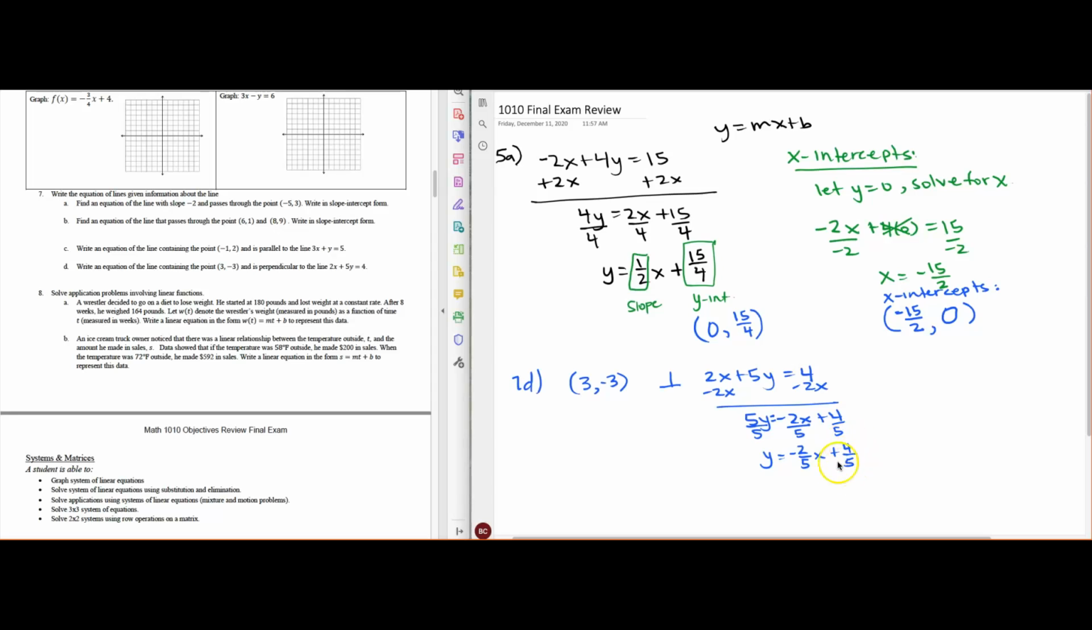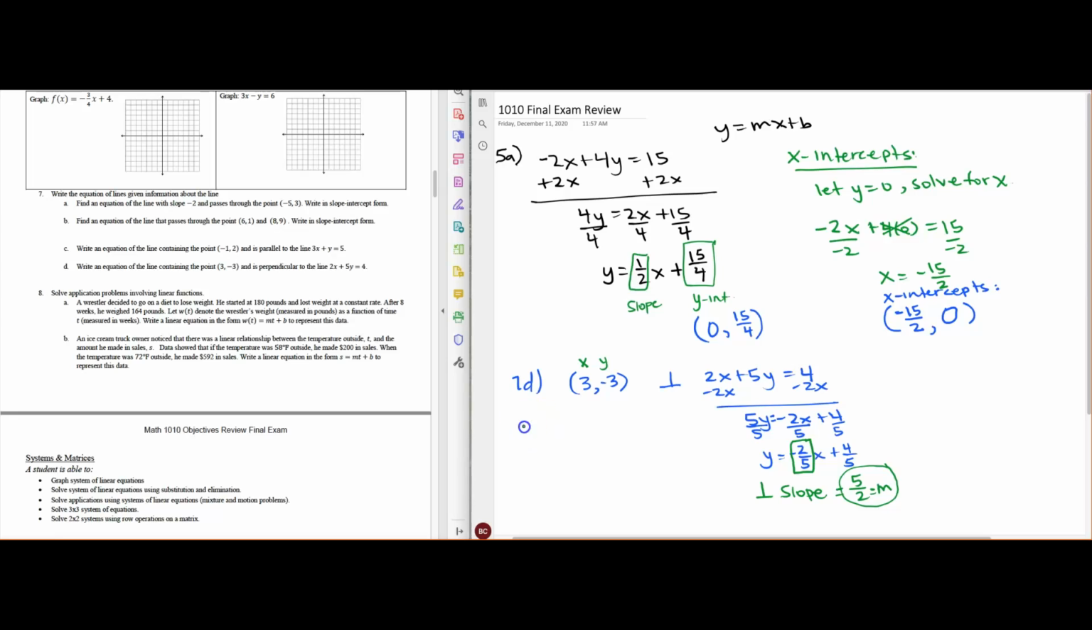I don't care about the 4/5 because it's just asking me to find the slope, but I don't want just the same slope. I want the perpendicular slope, which is going to be 5 over 2. I've got to flip it and change the sign. So I'm going to be using 5/2 for my slope, and I'm going to be using this point. This is my x, this is my y.